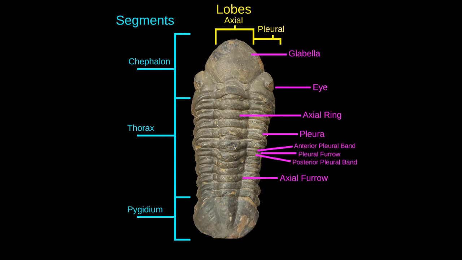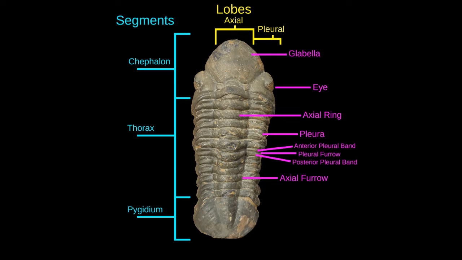The thorax of the trilobite is further subdivided into segments, with the segments of the axial lobe of the thorax being called axial rings, and the segments of the pleural lobes being called pleura. Axial rings and pleura are separated by the axial furrow. The pleura are further divided by a pleural furrow that separates the anterior and posterior pleural bands or ridges.